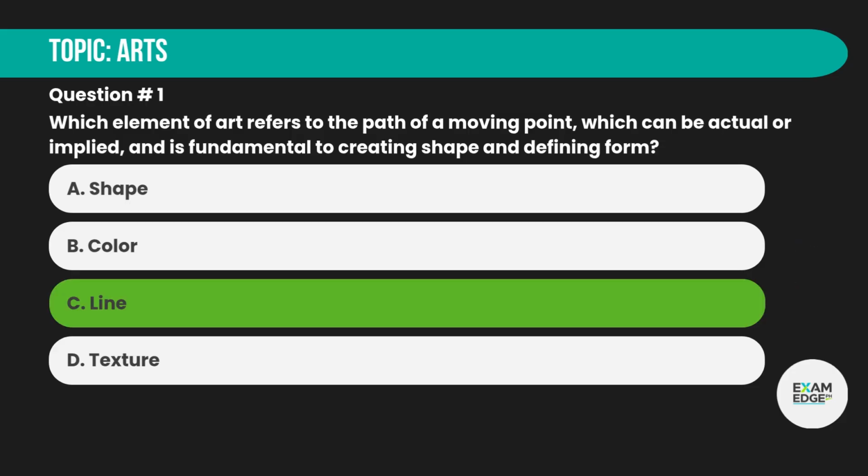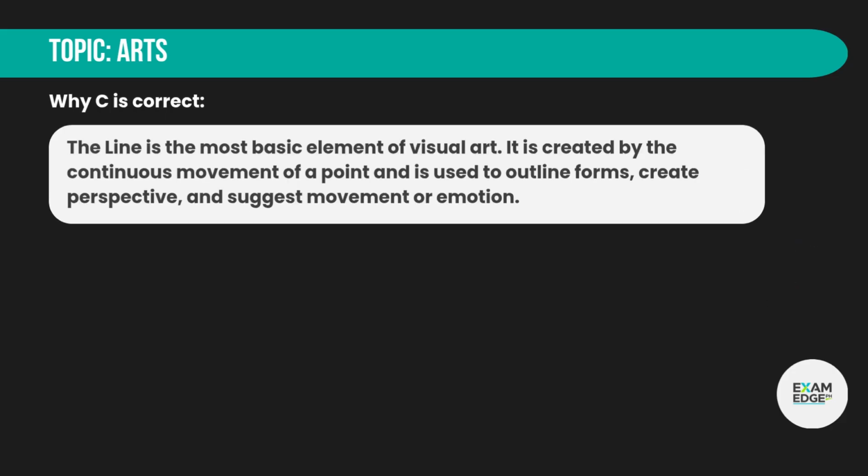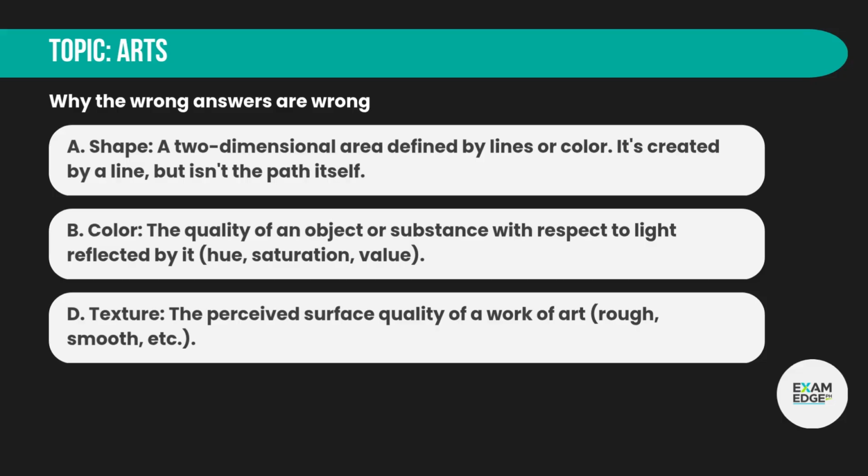Correct answer: C. Line. Why C is correct? The line is the most basic element of visual art. It is created by the continuous movement of a point and is used to outline forms, create perspective, and suggest movement or emotion. Why the wrong answers are wrong?